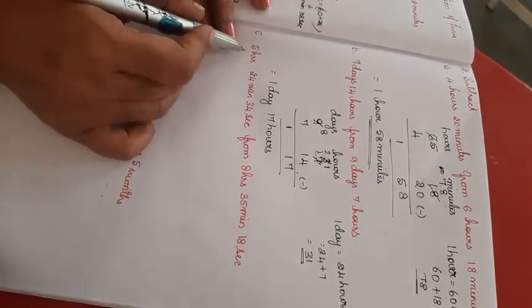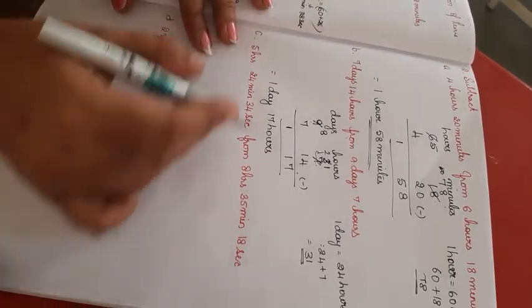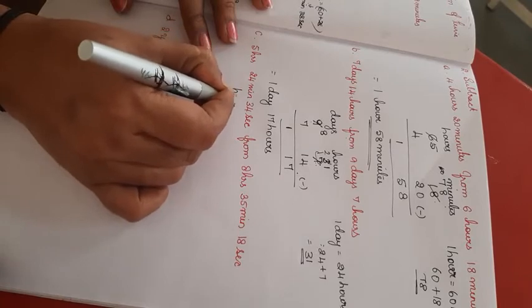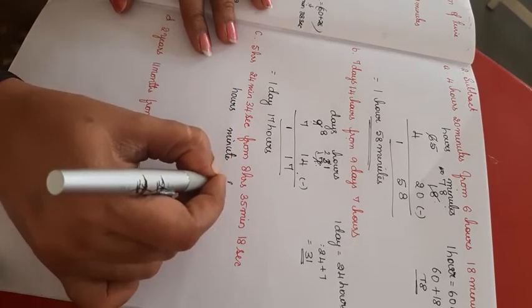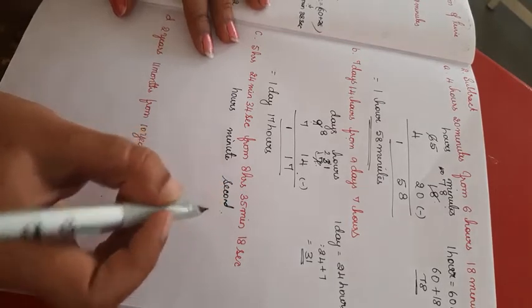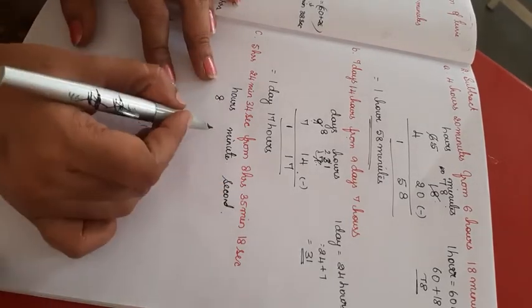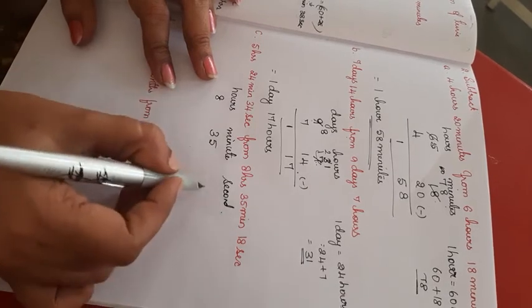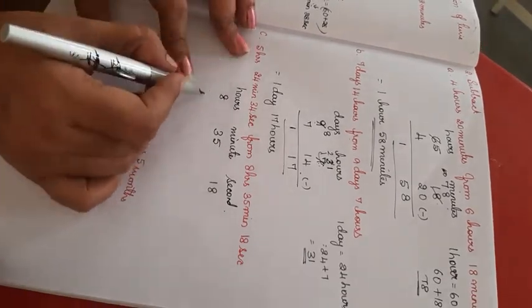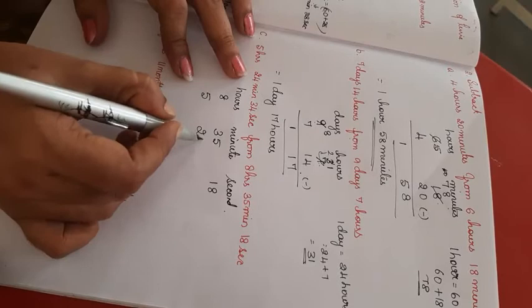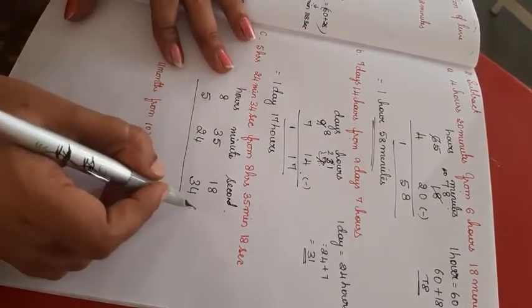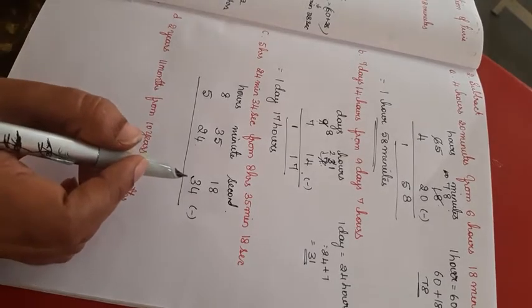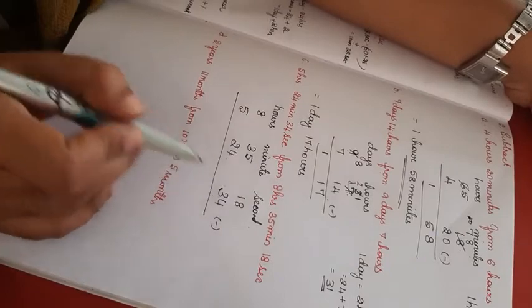Next. Hours, minutes, second. Hours, minutes, second is here. So hours, minute, second. What? 8 hours, 35 minutes, 18 seconds by 5 hours, 24 minutes, 34 seconds. You should do subtract.